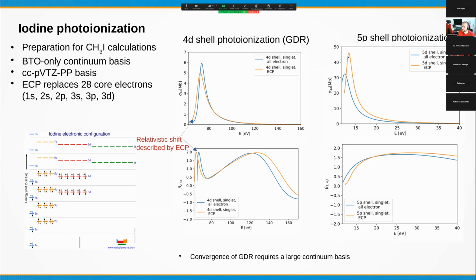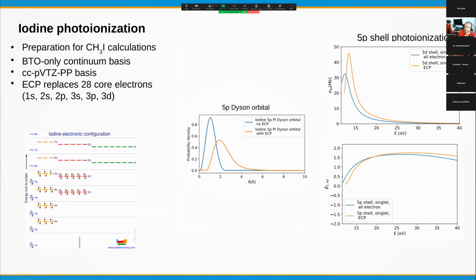We can observe a similar kind of shift, but in a different direction, in photoionization of the 5P shell of the atom, both in the cross-section and the angular distribution. An interesting feature of this giant dipole resonance is that it actually requires a very large continuum basis because it has a complicated structure in space, and so we have to fill it properly with the basis functions to describe it correctly. So we can observe now, as opposed to argon, a strong effect of these ECPs on the Dyson orbital, which is the initial state for photoionization, here shown for the photoionization of the 5P shell. So this is most likely the effect of the relativistic corrections, so the relativistic effects of the deeper bound electrons on the valence shell.